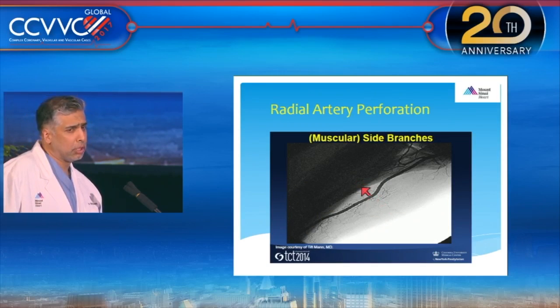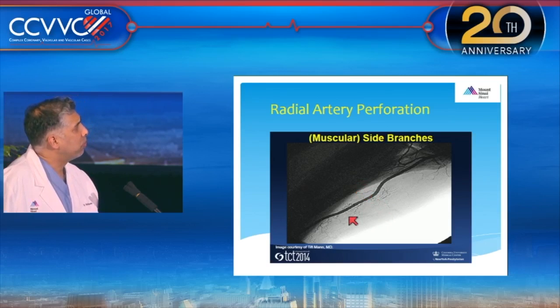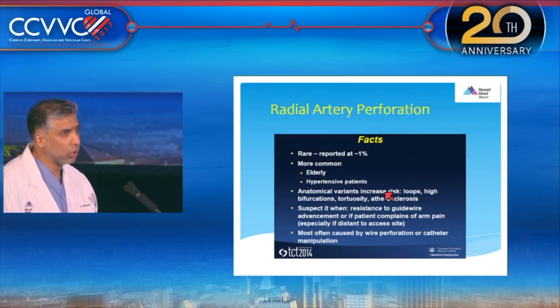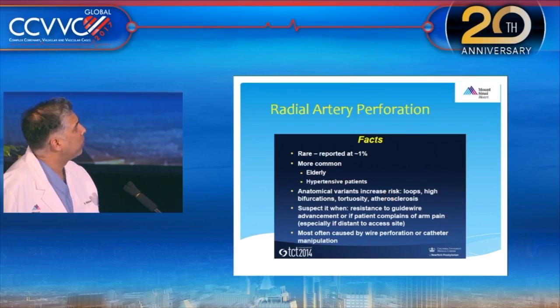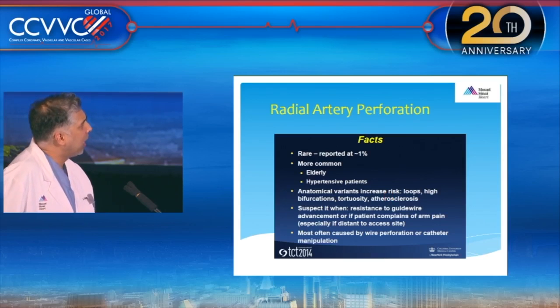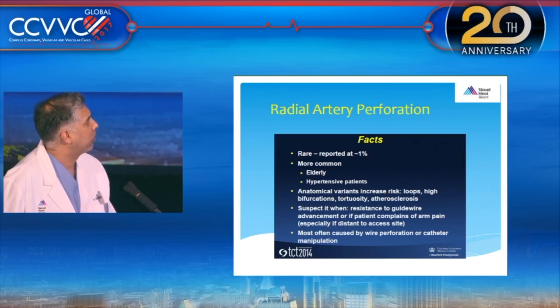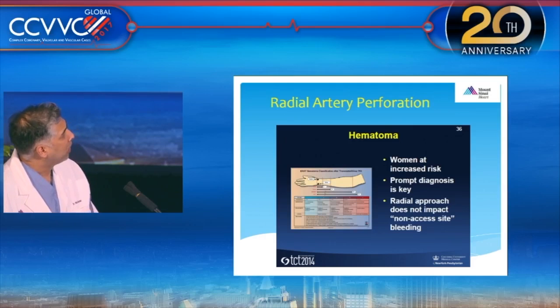Another major complication we worry about is perforations. There are multiple small branches, unlike the femoral, so you have to know in the cath labs you're working that this is possible. It's more common in the elderly, who have frail and tortuous vessels. Still uncommon, less than 1%, with a lot of anatomical variance. It can lead to hematoma.